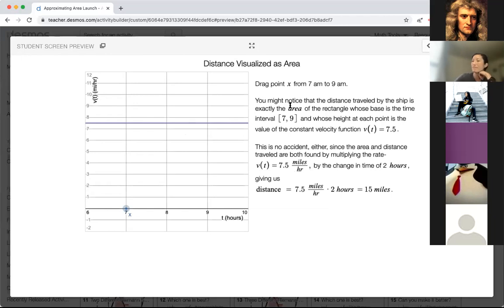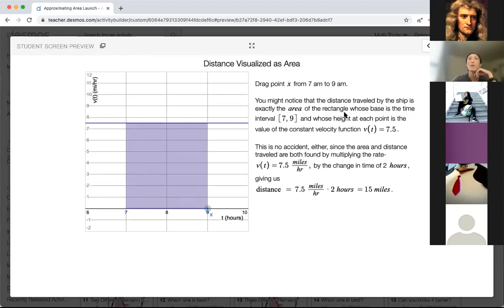So distance visualized as area. And in this one, you're going to actually interact with this slide, and it gives you directions. It says drag point X from 7 a.m. to 9 a.m. And so here's my point X down here. And if I hover my mouse over that, I'll notice that this cross hatch comes up. And if I click it and drag it, you should start to see something like this. Okay. Is everybody seeing that on theirs? It looks like people are. I don't want to go to 8, right? I want to go all the way to 9.